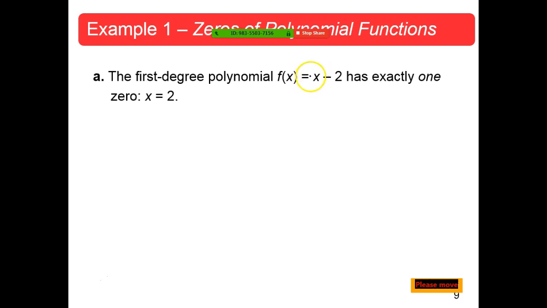If you don't see a 1 there, you understand it to be a 1, just like the exponent. So that is a first degree polynomial. That's a linear equation, and it has exactly one zero. And that's easy to find. Just set this equal to 0, solve for x, and you get x equals 2.